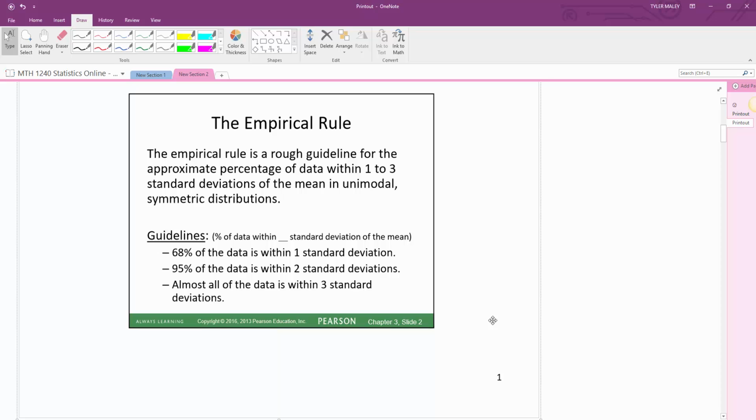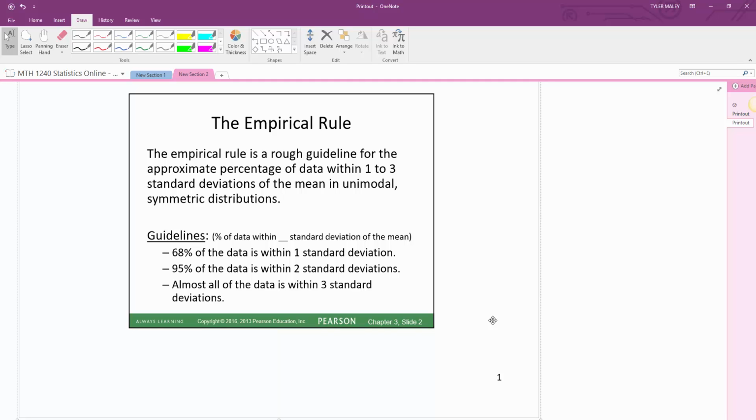Right, so here we have a slide on the empirical rule. So the empirical rule is a rough guideline that we can use for approximating the percentage of data within 1 to 3 standard deviations of the mean in a unimodal symmetric distribution, right? So remember, the standard deviation is the average distance away from the mean, right? So some guidelines that were presented in the book: 68% of the data is within 1 standard deviation, 95% of the data is within 2 standard deviations, and then almost all the data is within 3 standard deviations, right?